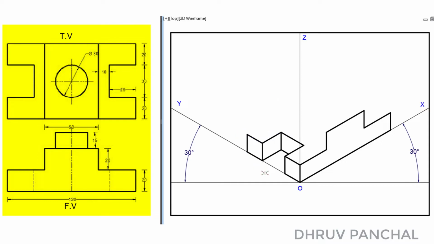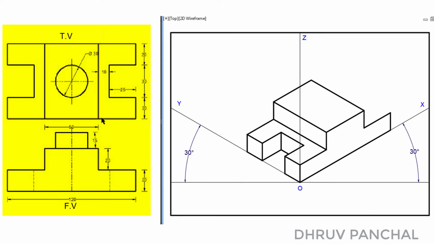Now, observe the front view and top view, and with the help of a ruler scale, from this point, draw a line parallel to line OX of 35 mm, draw a line parallel to line OY of 70 mm. From this point, draw a line parallel to line OZ of 20 mm, draw a line parallel to line OY of 70 mm. From this point, draw a line parallel to line OX of 50 mm, draw a line parallel to line OY of 70 mm as shown. Here you can see the dimensions for your reference.